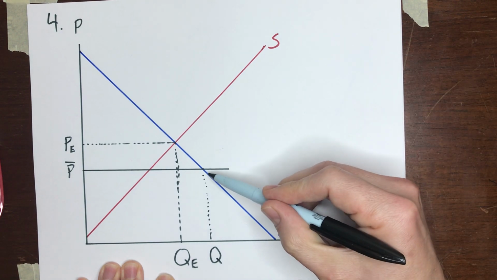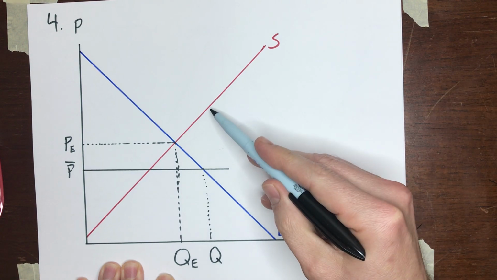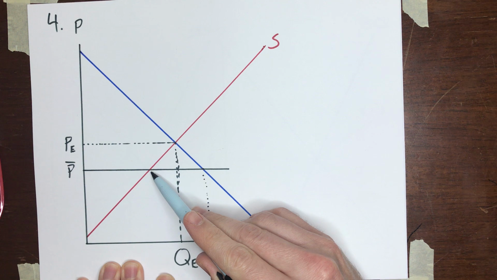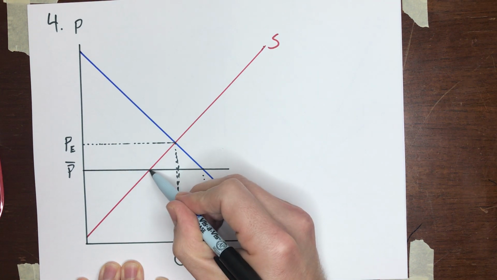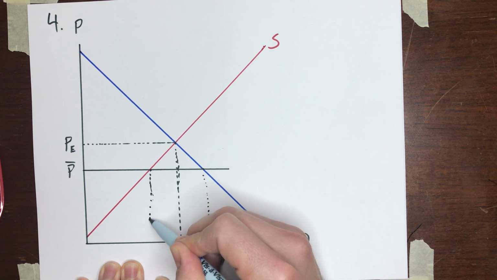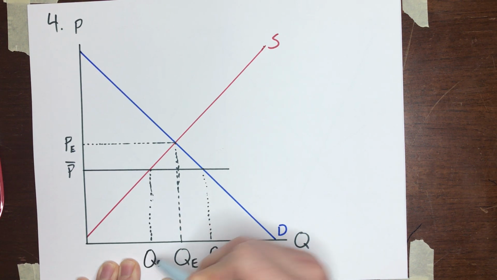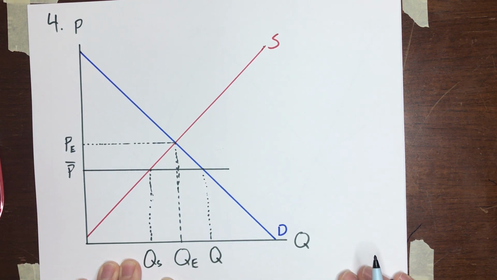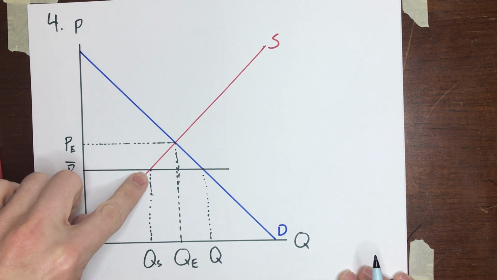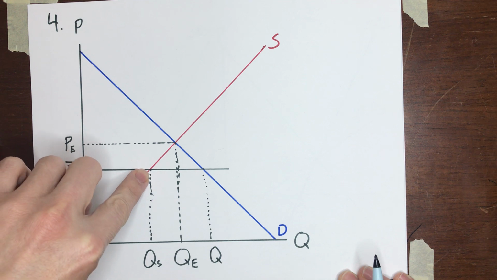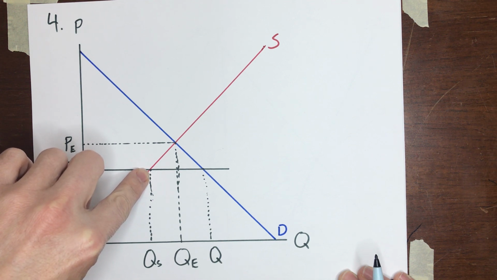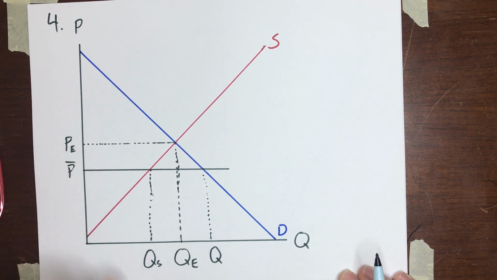However, it's not just up to the buyers, it's also up to the sellers. And when you cut that price by 30%, you move down along the supply curve and you get a lower quantity supplied. Okay, so at this lower quantity supplied, that's the number of insurance policies that the companies are actually going to be willing to offer.